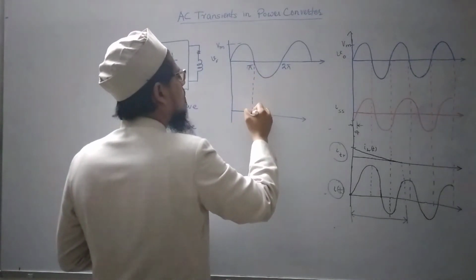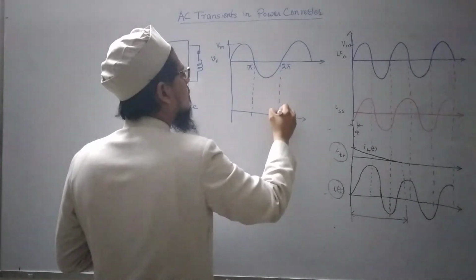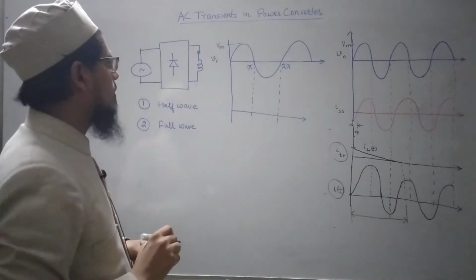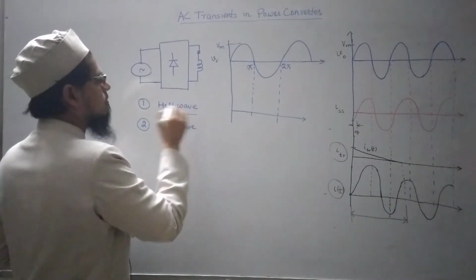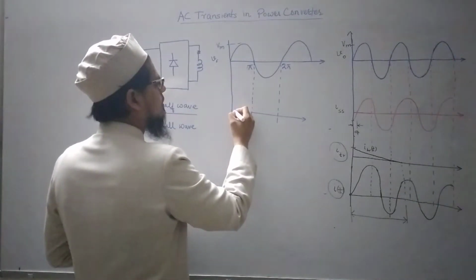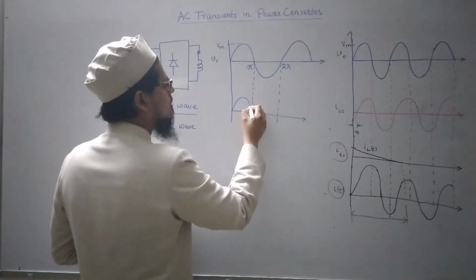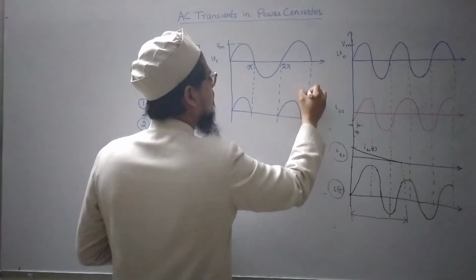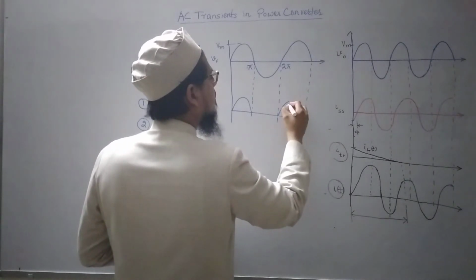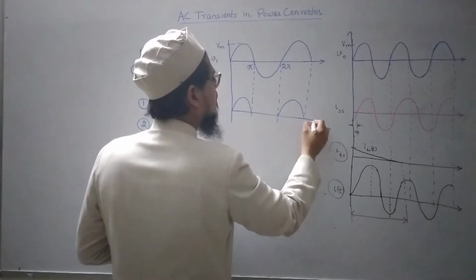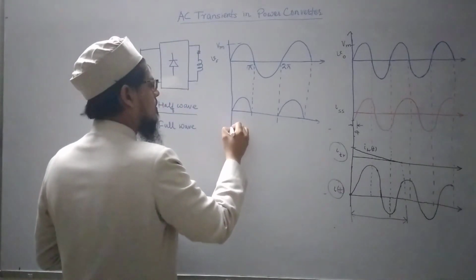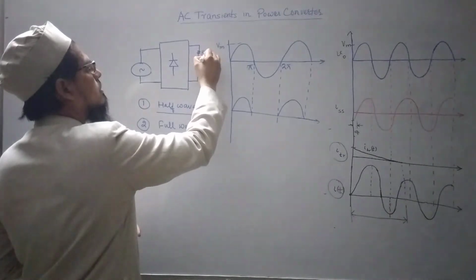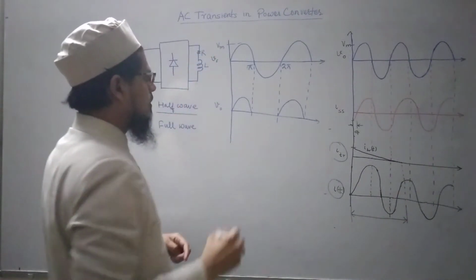Let me now try to draw the current that would be, let me first take the half wave. So for half wave, the output voltage would look like this. So this is the output voltage that will appear across this RL load.